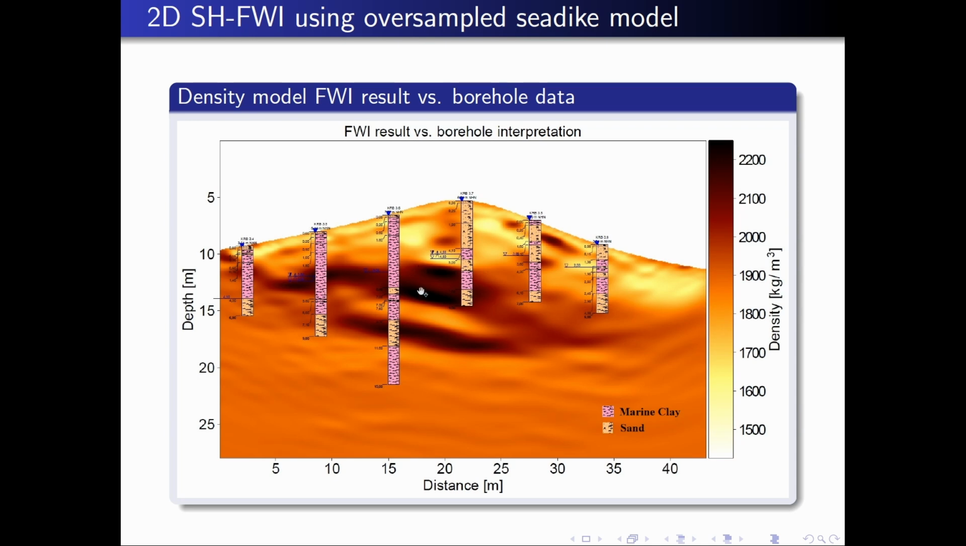To identify possible correlations of the waveform inversion result with lithological features, we compare the density model with geological borehole interpretations. The pink color here denotes marine clay, while the yellow colors represent sand. In some cases, there seemed to be a correlation of sand with high density layers, as you can see, for example, over here. In other cases, we cannot really correlate the boreholes with the waveform inversion result.